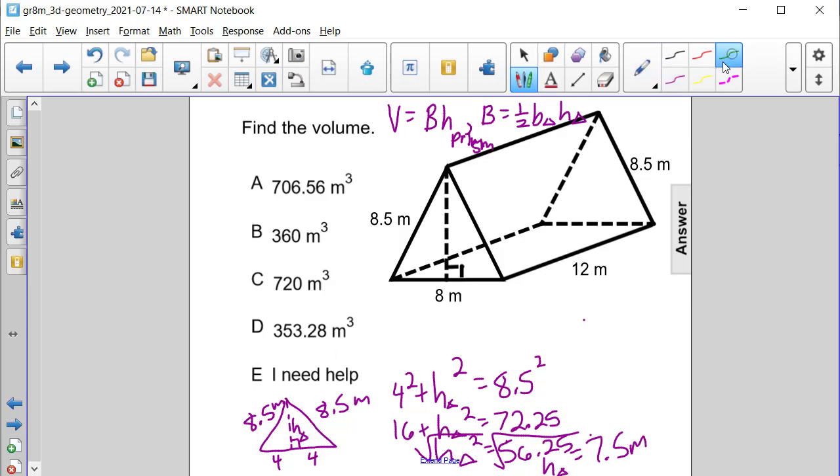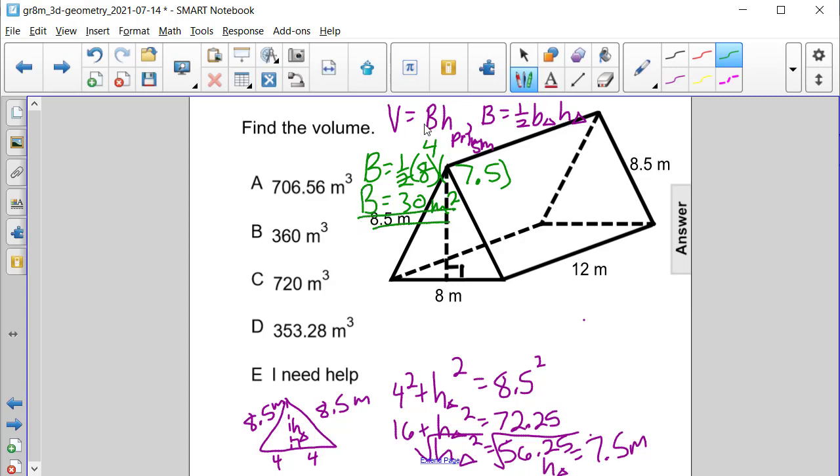So next, we can calculate the area of our base. The area of our base is equal to 1/2 times 8 times the height that we just found, 7.5. Well, half of 8 is 4, and 4 times 7.5 is 30. Because 7.5 times 2 is 15, and if we double 15, we'll get 30. So we have 30 square meters for the area of our base.